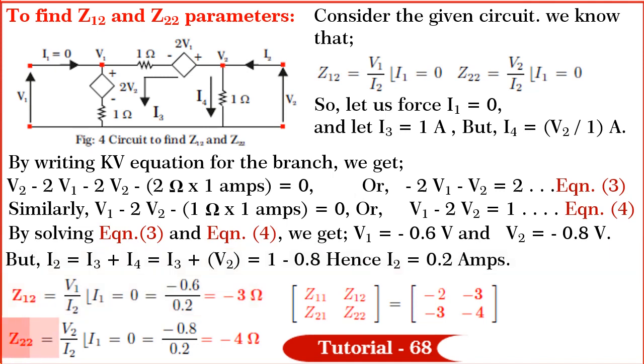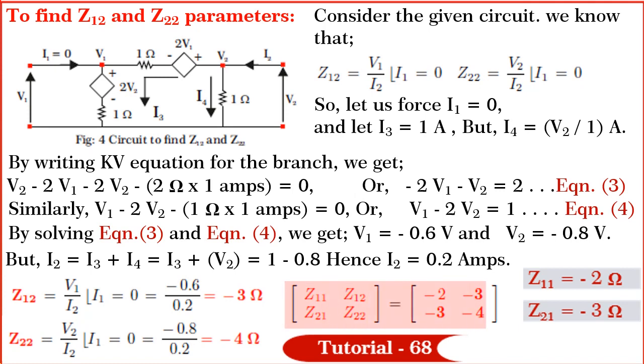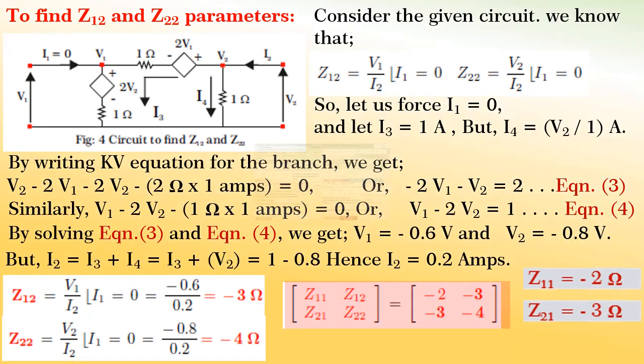Similarly, Z22 is equal to V2 divided by I2 when I1 is equal to 0. By substituting the values and solving, we get Z22 is equal to minus 4 ohm. We have already found out Z11 and Z21. So, Z parameters obtained are indicated here.